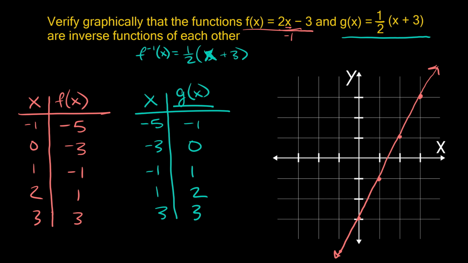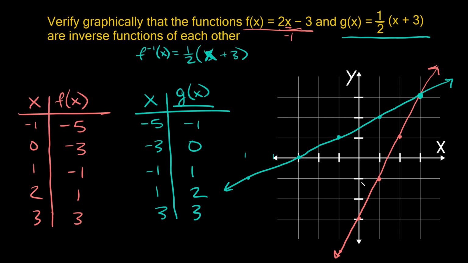Now let's plot g of x, or in other words, the inverse function, right? So here, our first point is -5, -1. So let's see, this is 3, 4, so 5 is about there. So -5, -1 is going to be about there. And then we have -3, 0. And then we have -1, 1. And then we have 1, 2. And then we have the same point, 3, 3. Okay, so if we draw a straight line through these, yeah, that's pretty close right there.